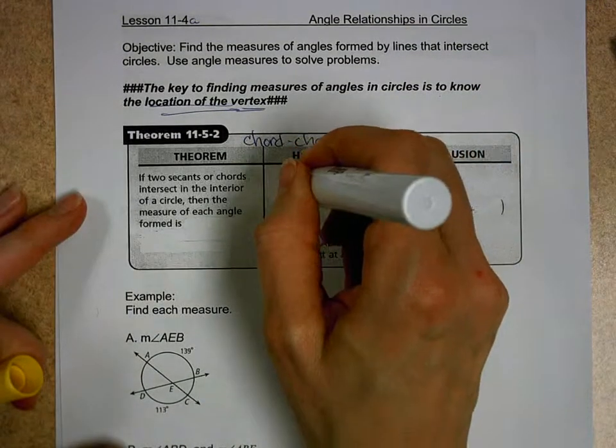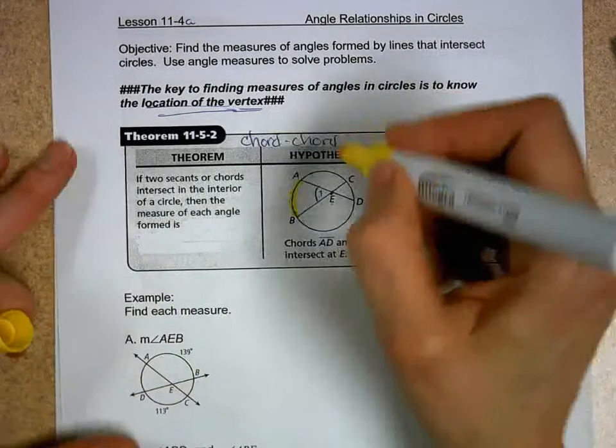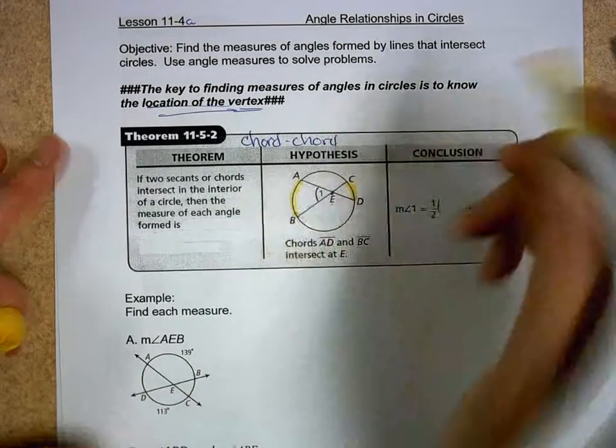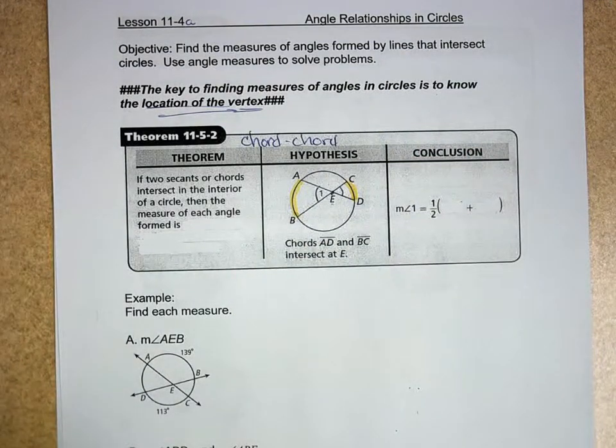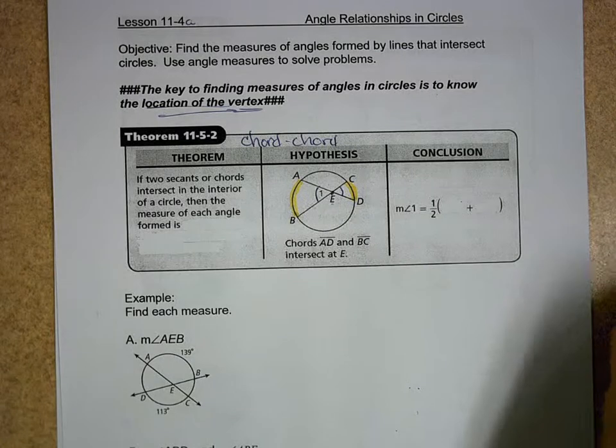You're going to have the one for the angle itself, but you also have the one for its vertical angle, because what do we know about vertical angles? They're congruent. So now we have a little bit different calculation process. So let me tell you what it is.